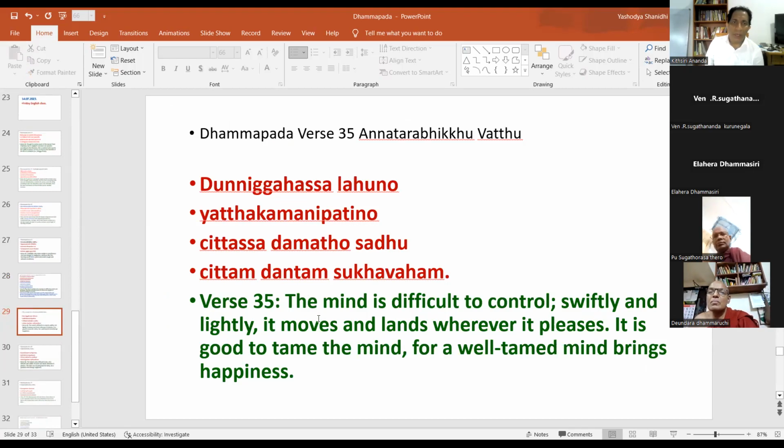Dunnigahassa lahunu yattakama nipatinu chittassa dhammato sadhu chittang dantang sukha. The mind is difficult to control. Swiftly and lightly it moves and lands wherever it pleases. The mind settles wherever it pleases. The mind goes where it feels comfort.